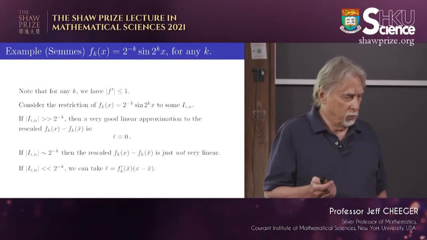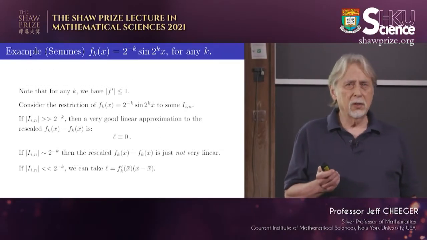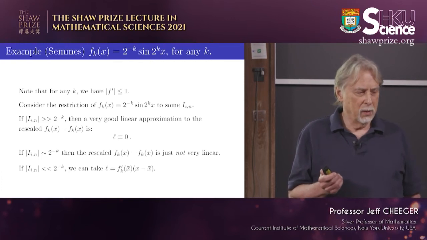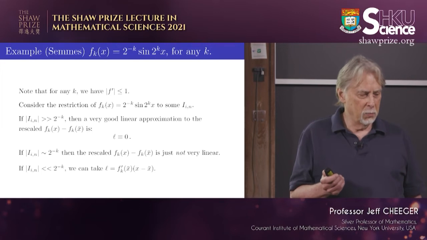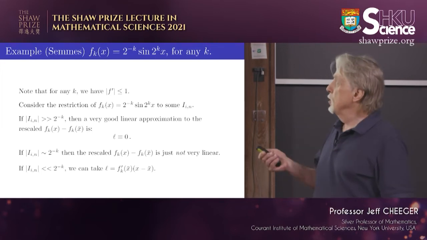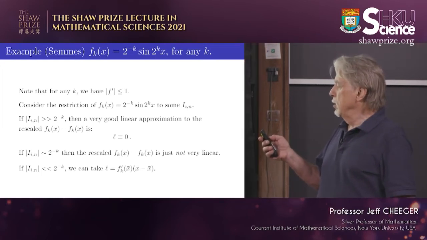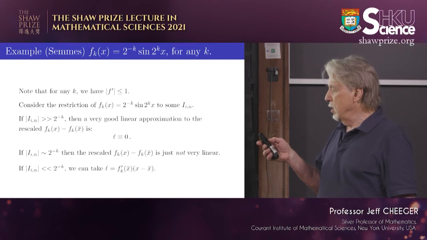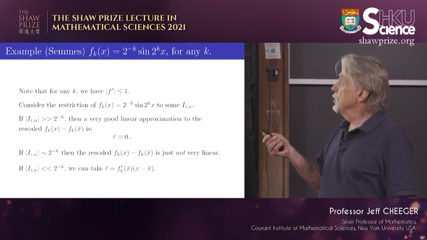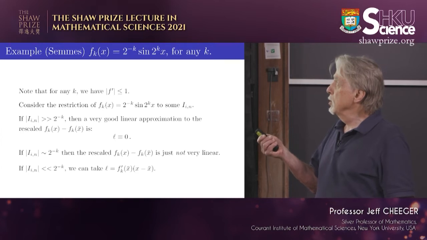Now, before we go to the proof, let's look at an example. I learned this example from Stephen Semmes. It's very simple. We take a sine function and we think of k as being large, but it could be anything. So when k is large, this is a function we could say of high frequency but small amplitude. So the 2 to the minus k is in front.